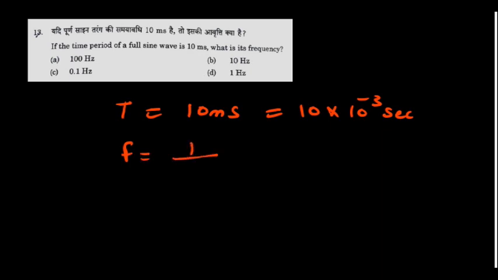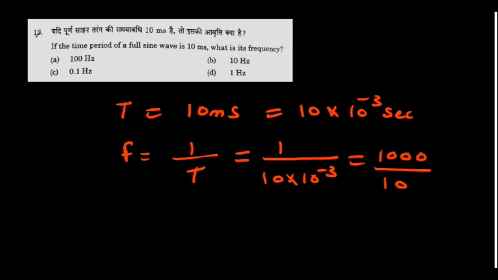If the time period of a full sine wave is 10 millisecond, what is the frequency? So T equals 10 millisecond, that means 10 multiplied by 10 to the power minus 3 seconds. What is f? f equals 1 upon T. So it is 1 upon 10 multiplied by 10 to the power minus 3. If you take this 10 to the power minus 3 up, it becomes 1000 upon 10. So it is 100 Hertz.